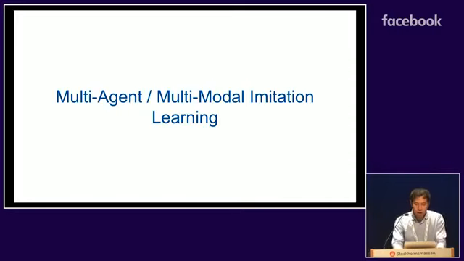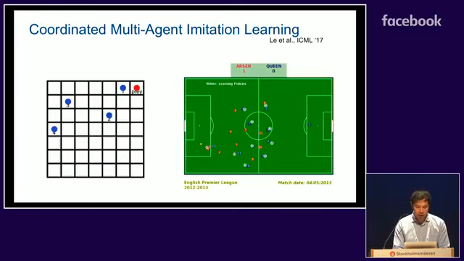So next, I'm going to discuss other imitation learning settings where we may have multiple agents interacting in the environment, or the behavior may exhibit multiple different modalities that don't quite fit into the traditional imitation learning setting. Let's first consider the imitation learning problem where we have multiple agents coordinating to achieve a common goal.